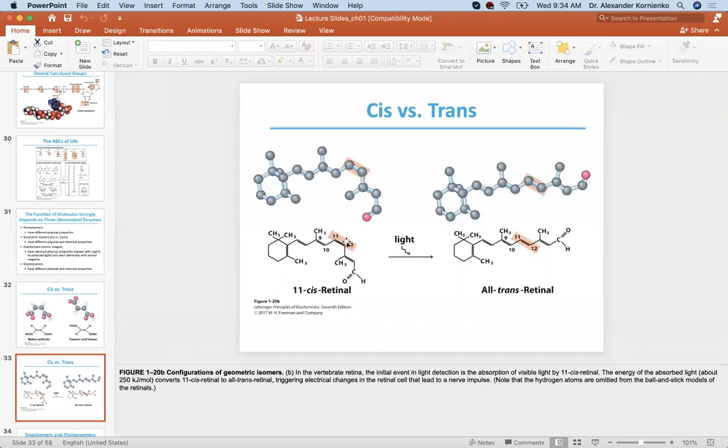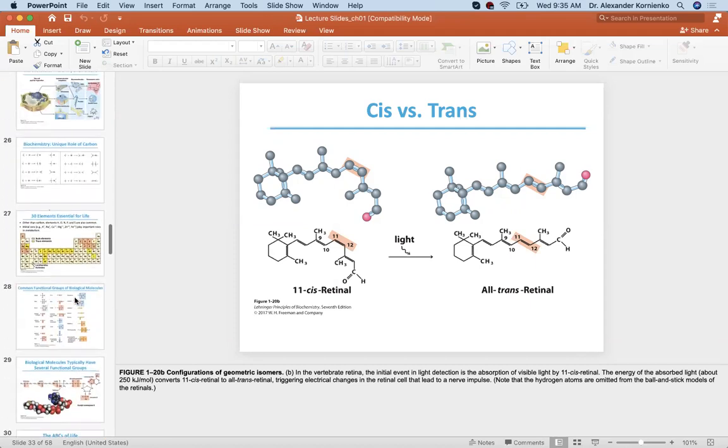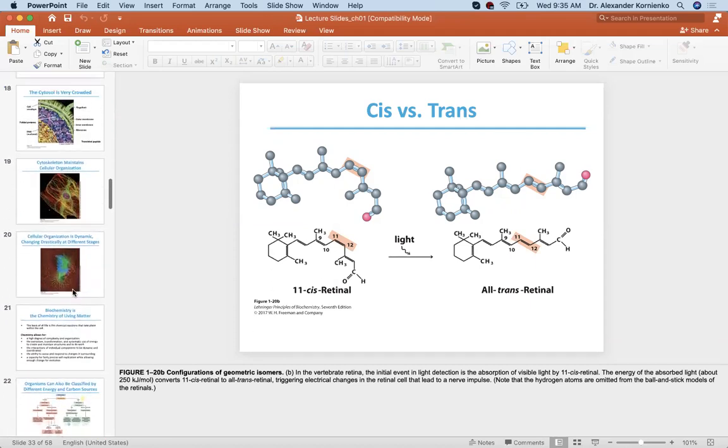So in our retina, we have a compound, 11-cis retinal, and this bond here is in a cis configuration. When light hits it, it undergoes a switch to the trans configuration and absorbs light. The result is that the optic nerve feels the geometrical change and the signal is passed, and that's how we perceive vision. So it's all biochemistry.